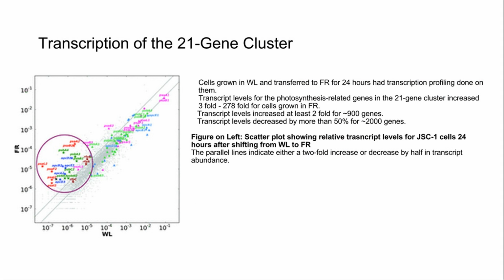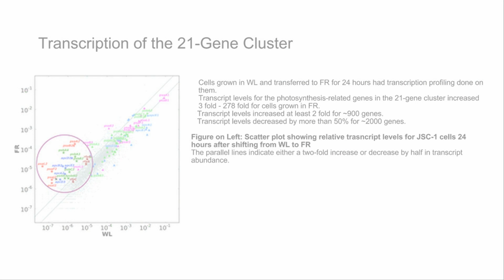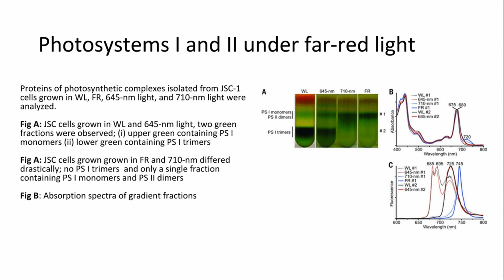To verify that this was indeed the case, photosystem 1 and 2 complexes were remodeled under far red light. Proteins of photosynthetic complexes isolated from JSC1 cells grown in white light, far red light, 645 nanometer light and 710 nanometer light were analyzed. Figure A shows reduced activity in photosystem 1 for 710 and far red light compared to white light and 645 light, indicating an increased activity in the phycobilisomes of the cells, which are crucial for photoacclimation.